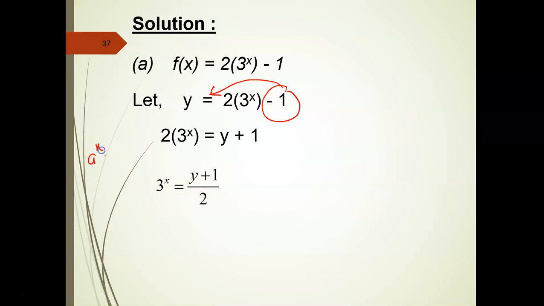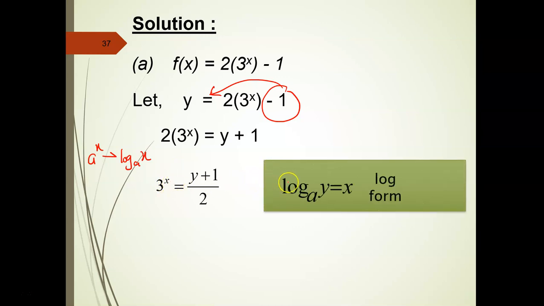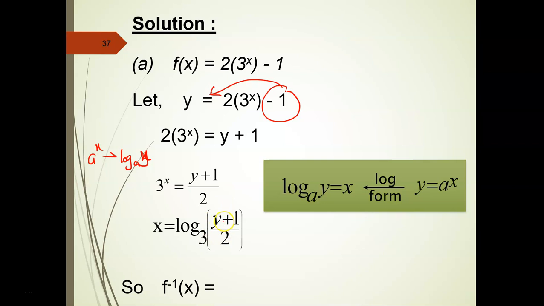Just now we have a^x, inverse will be log base a of x. Okay, so in log form, we will have x equals log base 3 of (y plus 1) over 2. This one should be y, sorry. x equals log base 3 of (y plus 1) over 2. Then we just change this y to x, so the inverse is log base 3 of (x plus 1) over 2.